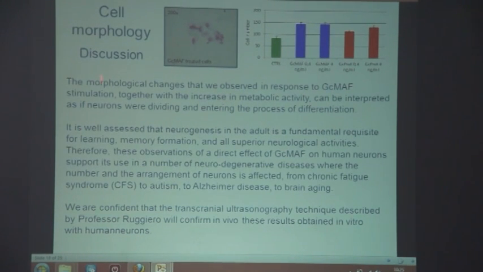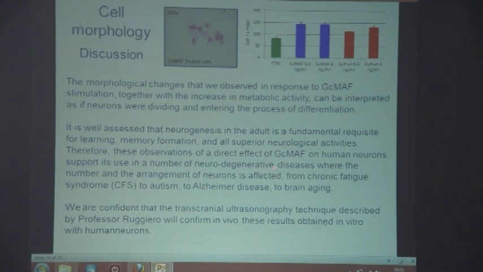So these morphological changes that we observed in response to Gcmaf stimulation, together with the previous increase in metabolic activity that we saw, can be interpreted as if neurons were dividing and entering the process of differentiation. It is well assessed that neurogenesis in the adult is a fundamental requisite for learning, memory formation, and all superior neurological activities.